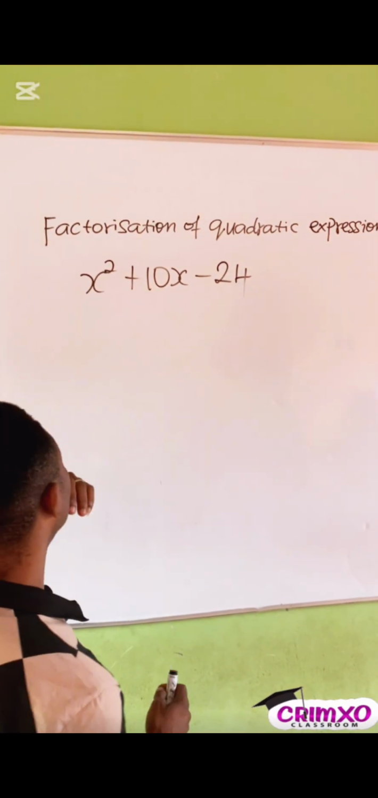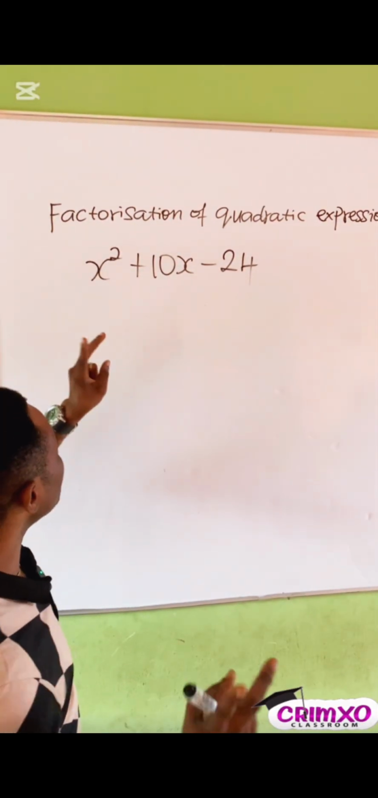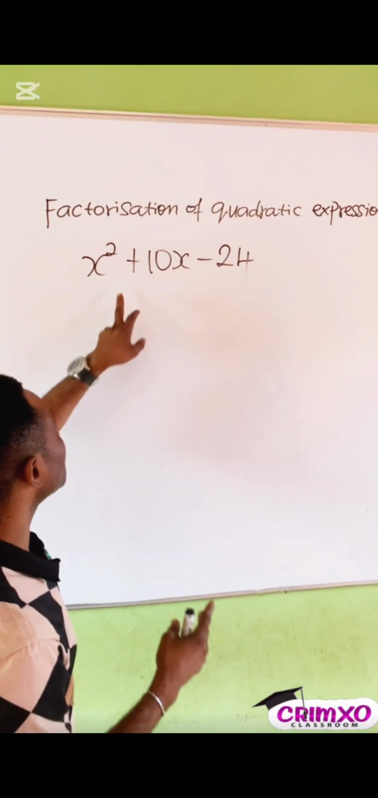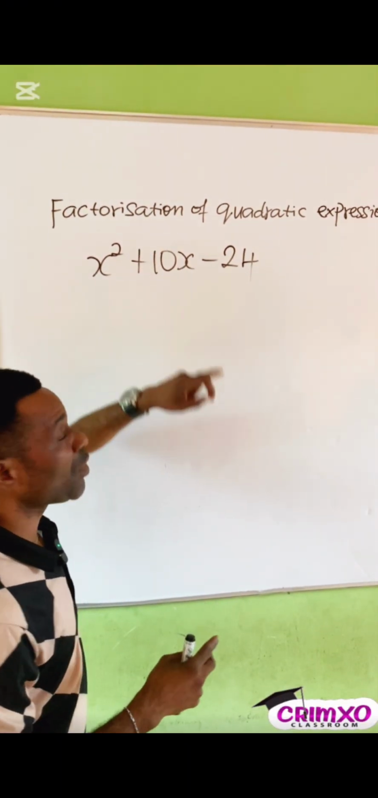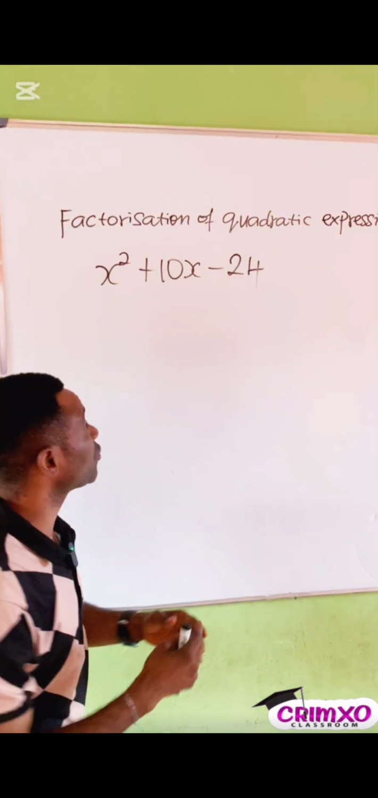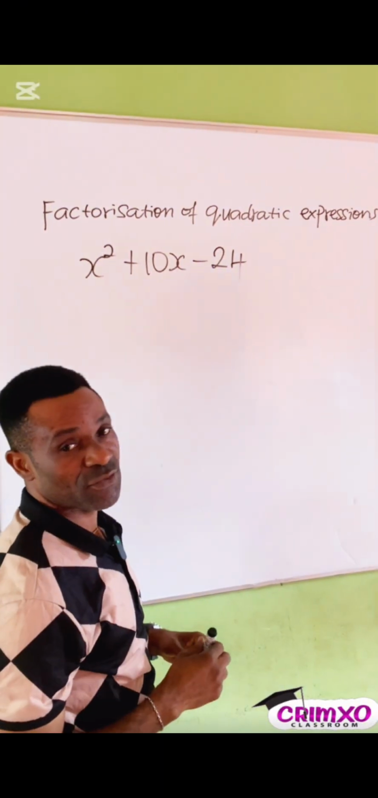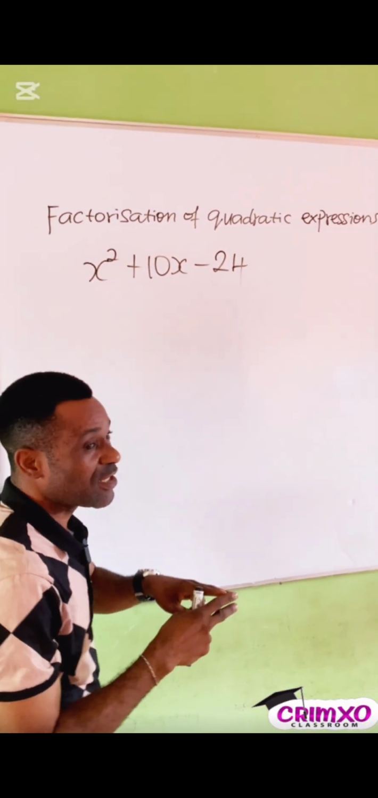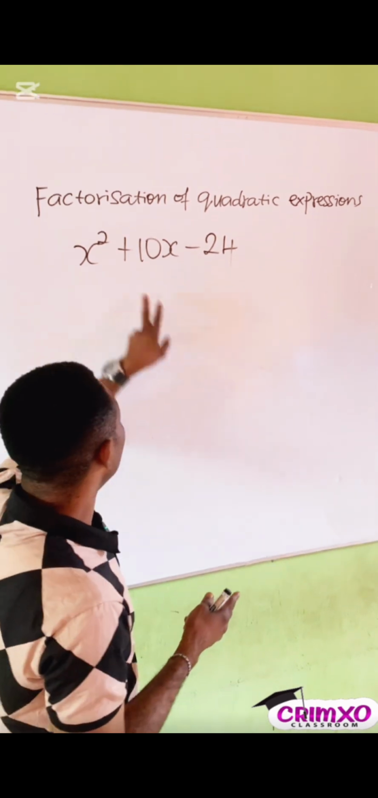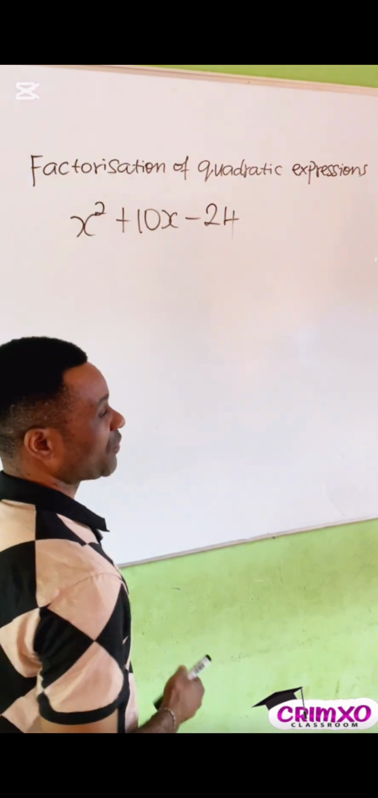So when you look at this question now, what we are going to do is to find two numbers that, when you add them together, you get plus 10. And when you multiply them, you get minus 24. When you look at this question, you find out that here is positive and here is negative. So we must find two numbers, either negative or plus, that when we add them together, we'll get this, and when we multiply them together, we'll get minus 24.